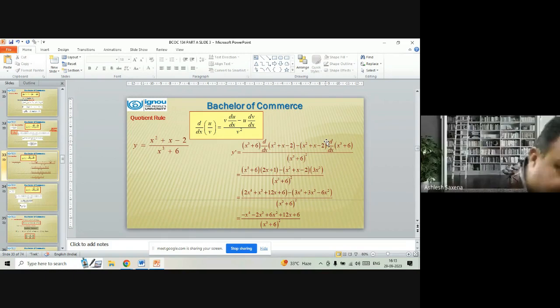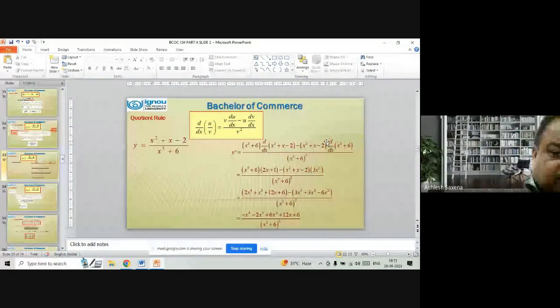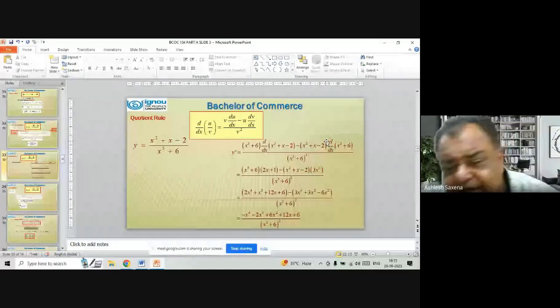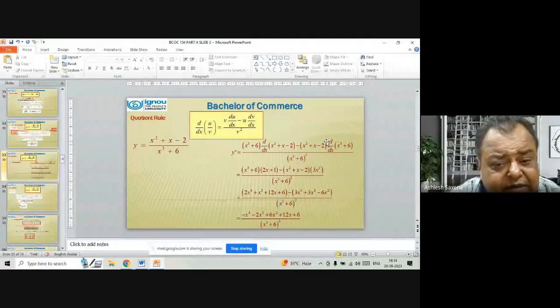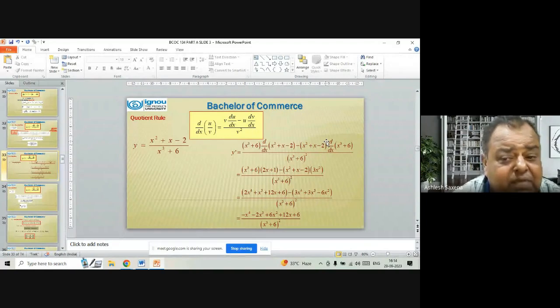We don't want to open, we will try to open the numerator. Derivative of x square will be 2x, derivative of x will be 1, and derivative of constant number will be 0. That is why you are left with 2x plus 1.